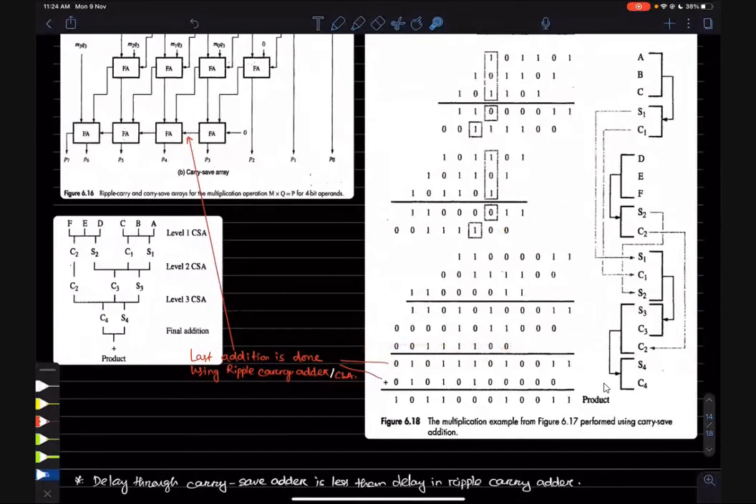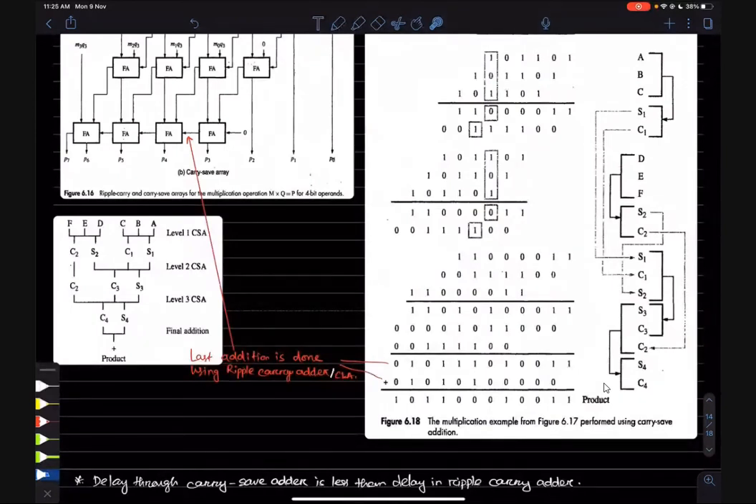Now we will do the same addition process, and after the addition is done, we will get again a sum and a carry. Now we have only two results, S4 and C4. S4 and C4 are the only results available. So now we can add these two using our normal addition process. What is the normal addition process? Either using a carry ripple adder or using a CLA.